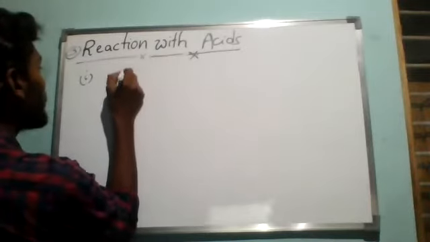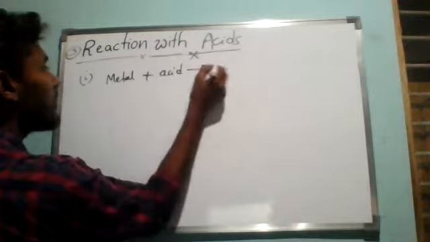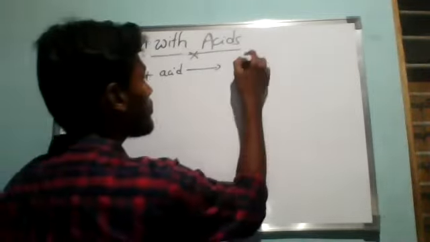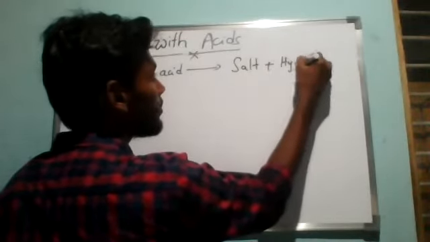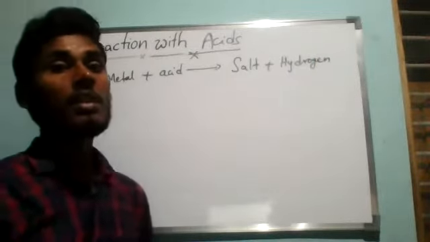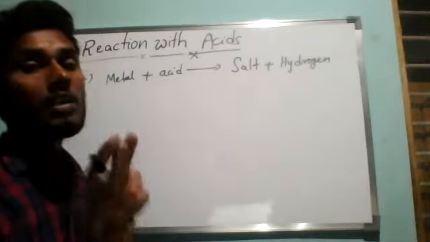So any kind of metal will react with acid. If we take any kind of acids, they produce a chemical salt, and along with that they will produce hydrogen gas. Only the less reactive metals like copper, silver, gold do not react with the diluted acids.